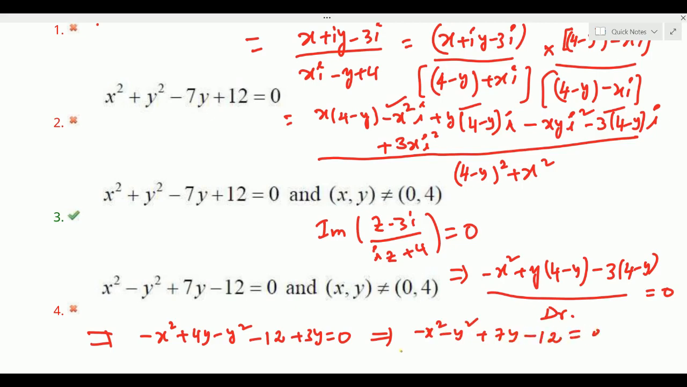By taking the minus common throughout, what is left over? X square plus y square, 7y becomes minus 7y, and minus 12 becomes plus 12, is equal to 0. So this is the locus of z, that is given clearly as the third option. Here xy not equal to 0 and 4 is given, because if it is so, the denominator becomes 0, so that is why it is given. Directly you got the locus in the form of x square plus y square minus 7y plus 12 is equal to 0. Is it clear?